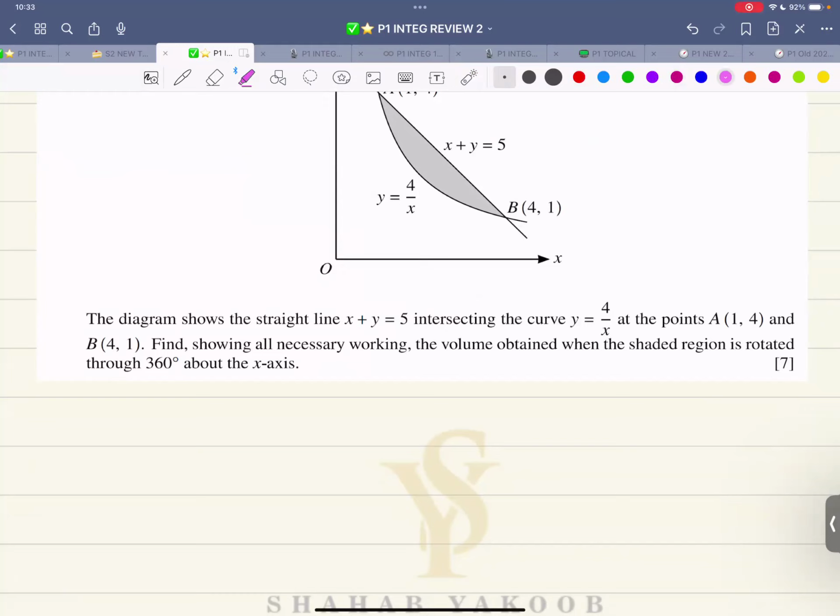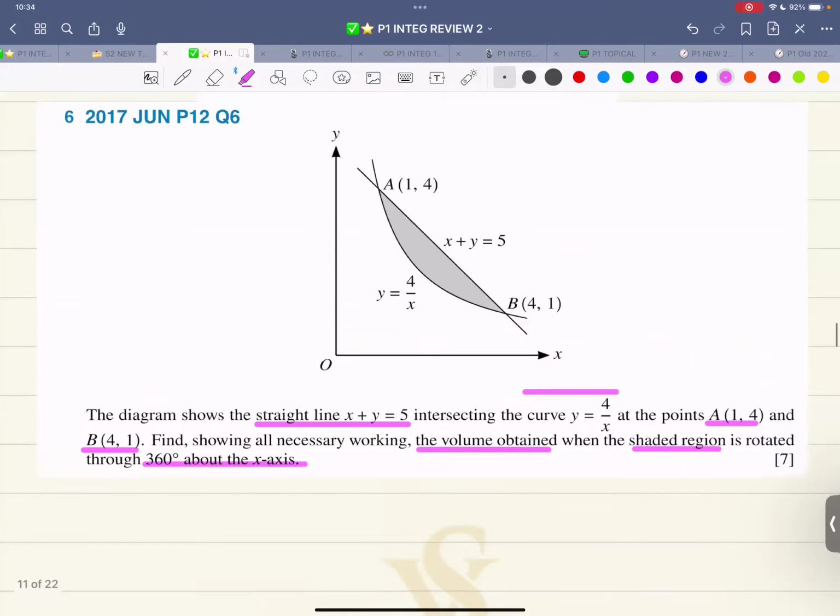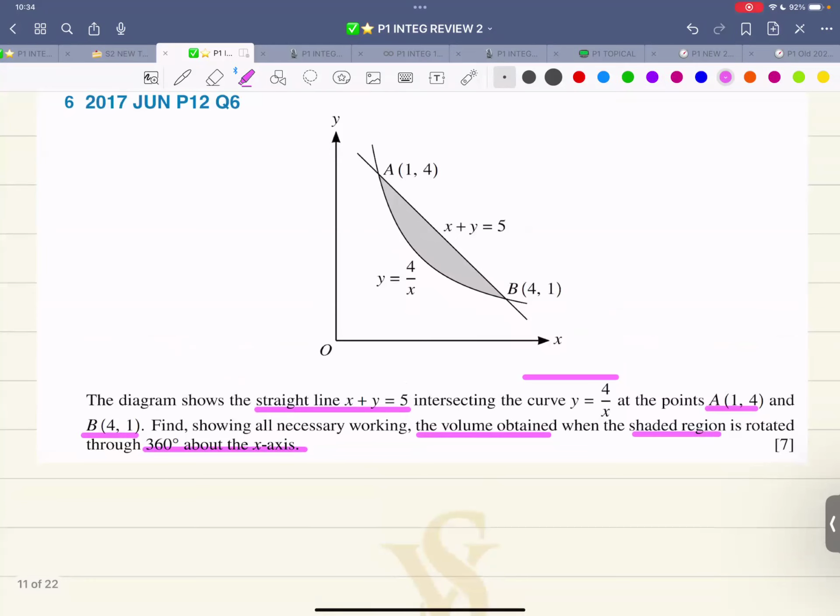So now it says the diagram shows the straight line x plus y equals 5, intersecting the curve y equals 4 over x at the points A(1, 4) and B(4, 1). Now, if they had more marks, they would have made us solve simultaneously, maybe 2-3 marks more. Find, showing all necessary working, the volume obtained when the shaded region is rotated 360 degrees about the x-axis.